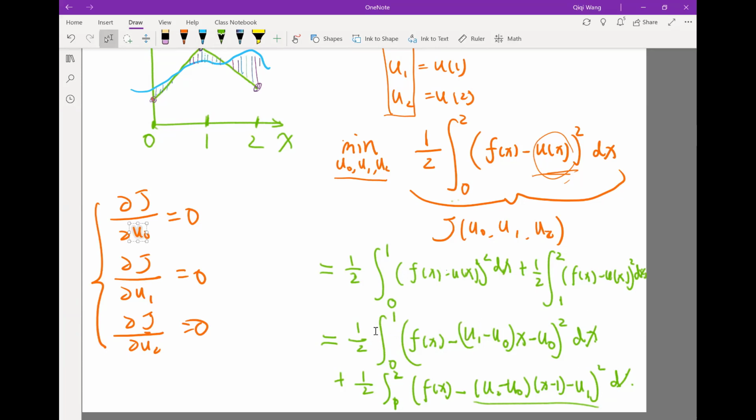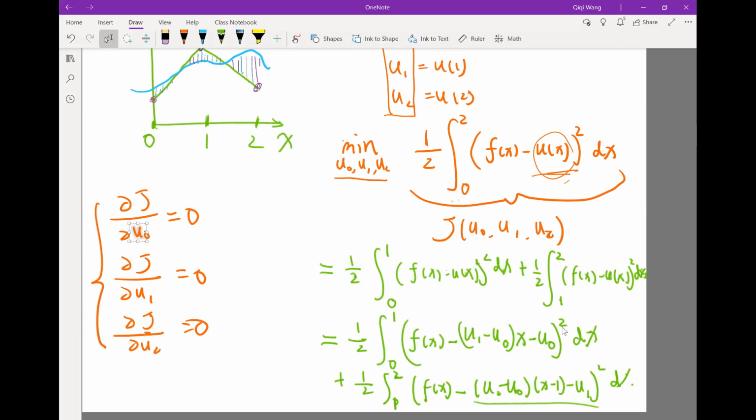Okay, so what's next is really just performing these integrals, right? If you perform these integrals, you are going to realize u1 and u0 are just numbers. They are not a function of x, right? So they can be pulled out of the integrals. And you're going to see that what happens is that you get a quadratic function of u0, u1, and u2, right? Because there is a square on top of it.